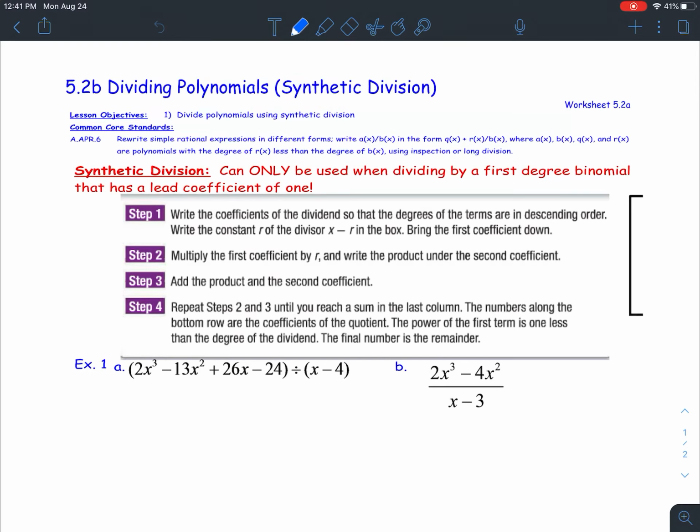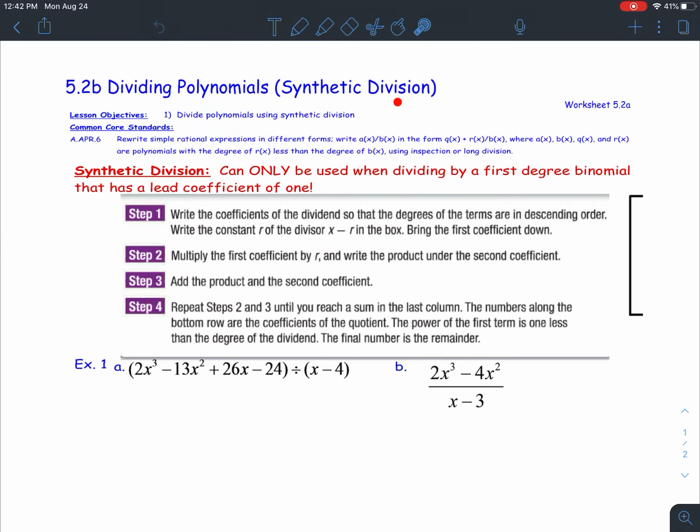Okay, we are still on section 5.2. In the previous video, we had discussed how to go through the process of long division when you are dividing two polynomials, and that was kind of a tedious process that you had to go through pretty carefully. We said if you made a mistake early on, then everything from that point forward would be incorrect in your answer. Today, we're going to talk about a different process, a different way of dividing polynomials called synthetic division.